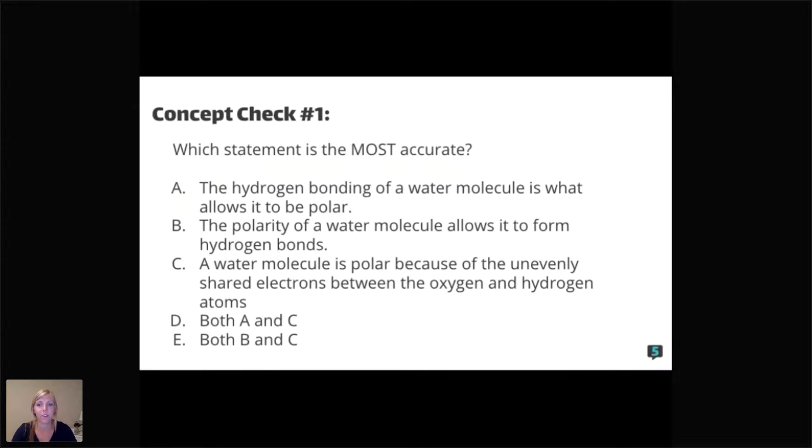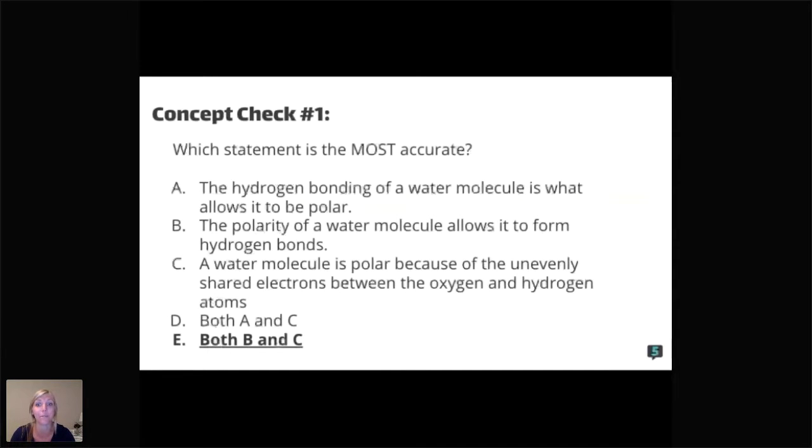All right, so let's take a look. We've got E, both B and C. So great job, you two. Thanks for participating. We can talk about why it's not A and C. A is just backwards. It's talking about how the hydrogen bonding is what allows it to be polar, but really the polarity is of one water molecule.